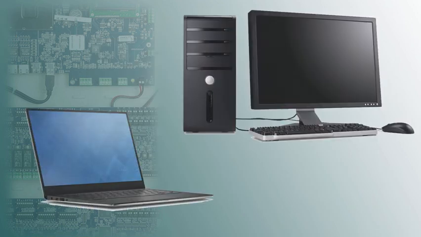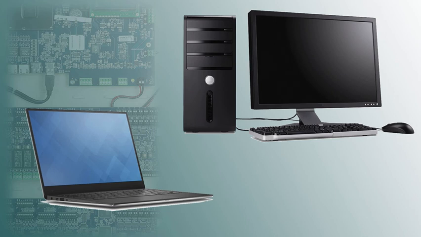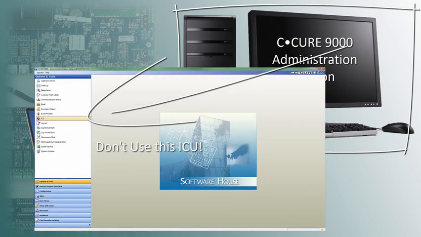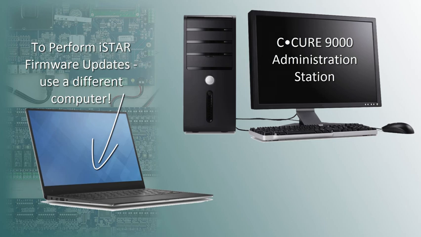Another important tip to follow when performing firmware updates on an Ultra or Ultra SE controller is as follows. When performing the update and utilizing the ICU, the update should be completed on a different computer than the ICU resident on the Secure 9000 administration station. Both the ICU and Secure 9000 need to utilize LiteTPD to perform a firmware download. They will interfere with each other's download settings, resulting in a failure when used on the same computer.